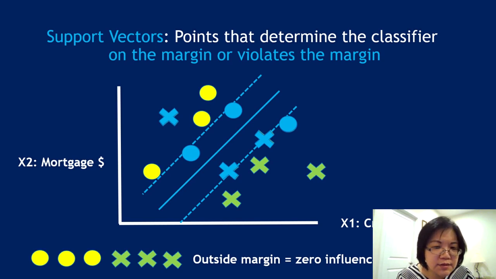The remaining yellow dots and remaining green crosses are completely outside the margin. So they are classified correctly. They have 0 influence on how the classifier is constructed.